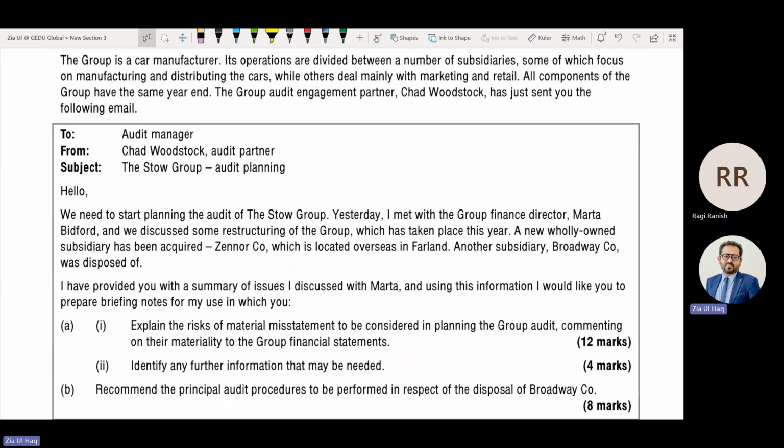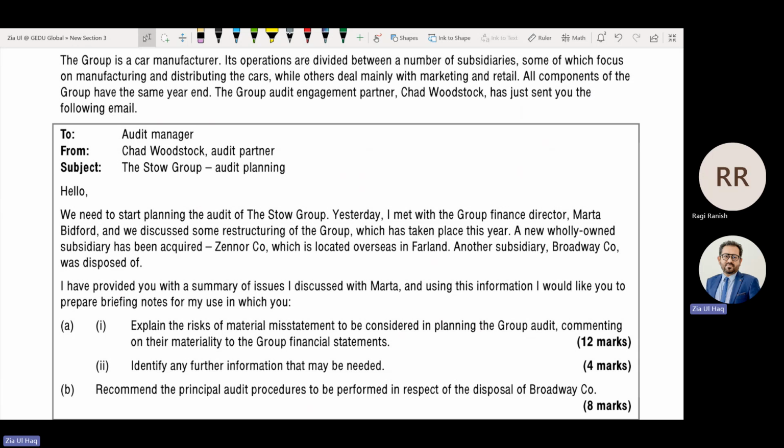Hello. We need to start planning the audit of the Stowe Group. Yesterday, I met with the group finance director, Marta Bitford, and we discussed some restructuring of the group, which has taken place this year. A new wholly owned subsidiary has been acquired, Zanner Company, which is located overseas in Farnet, a foreign subsidiary acquisition during the year. Another subsidiary, Broadway Company, was disposed of. There is a disposal of a subsidiary during the year as well. I have provided you with a summary of issues I discussed with Marta.